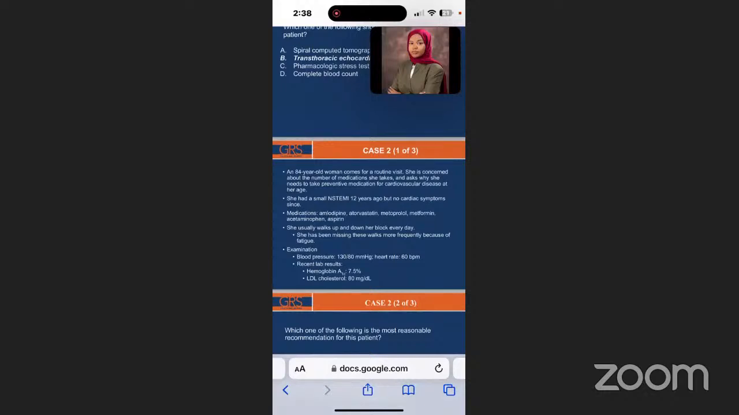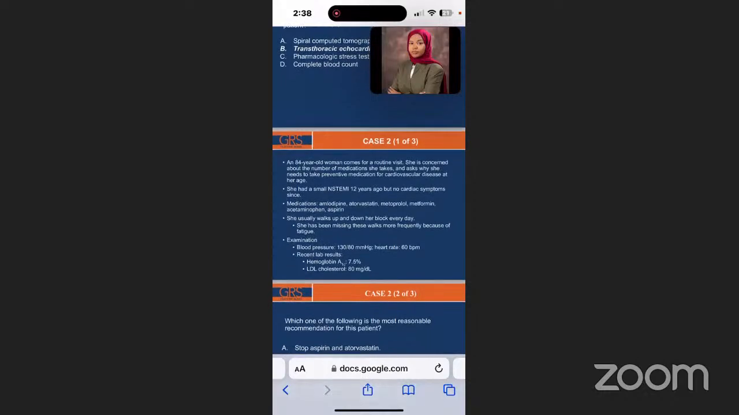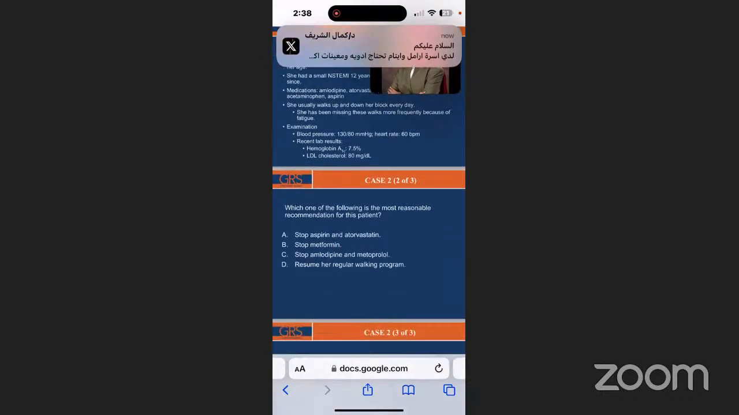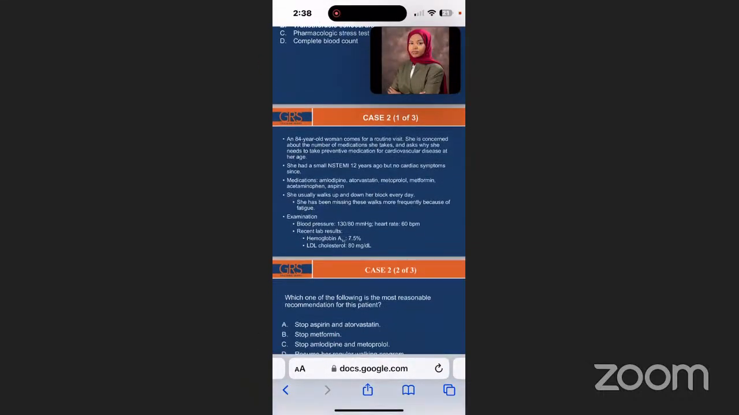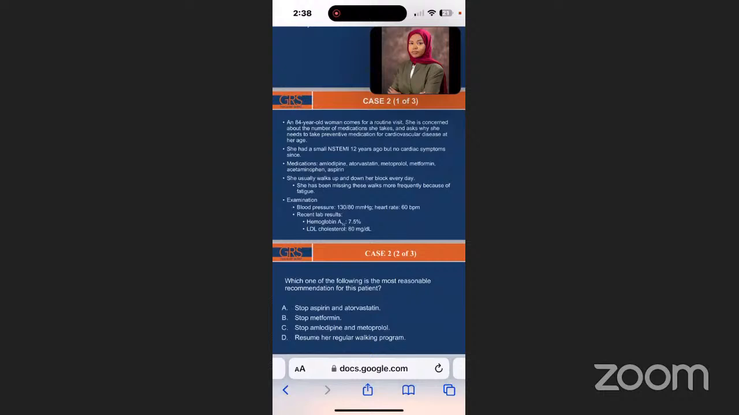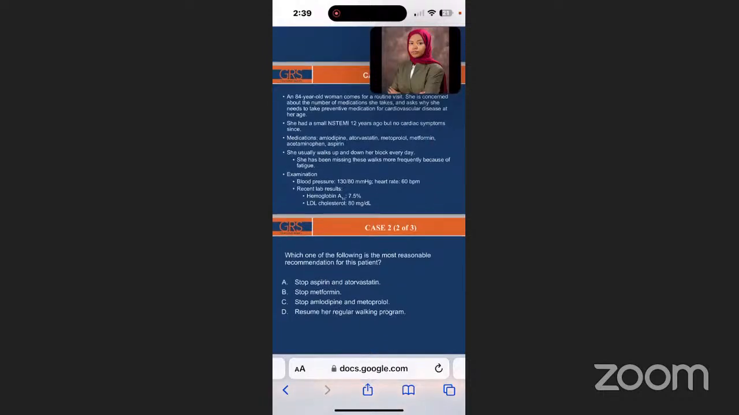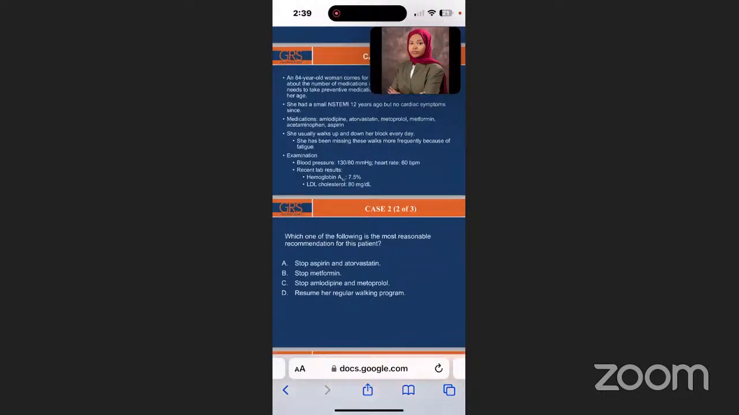Case number 2, an 84-year-old woman comes for a routine visit. She is concerned about the number of medications she takes, polypharmacy, and asks why she needs to take preventive medication for cardiovascular disease at her age. She had a small non-STEMI 12 years ago, but no cardiac symptoms since that time. Medications include amlodipine, atorvastatin, metoprolol, metformin, acetaminophen, and aspirin. She usually walks up and down her block every day, regular exercise. She had been missing this walk more frequently because of fatigue.